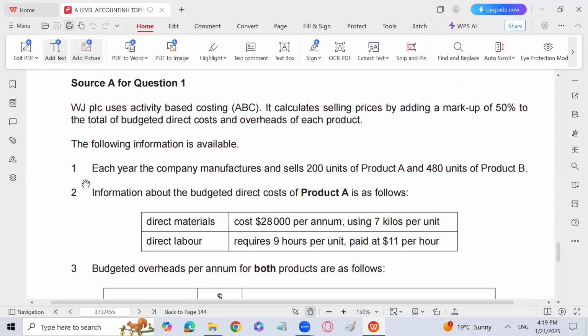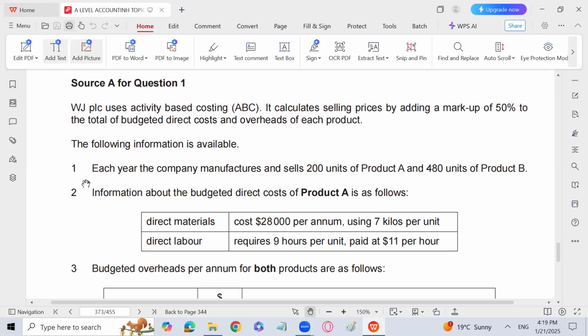WJ Public Limited Company uses activity-based costing, ABC. It calculates selling price by adding a markup of 50% to the total of budgeted direct cost and overheads of each product. So one and the same thing, which means that he is basically asking that the total cost, because direct cost plus overhead cost is the total cost, and the markup is 50%. Each year, the company manufactures and sells 200 units of product A and 480 units of product B. So the units produced and sold for A is 200, and for B is 480.